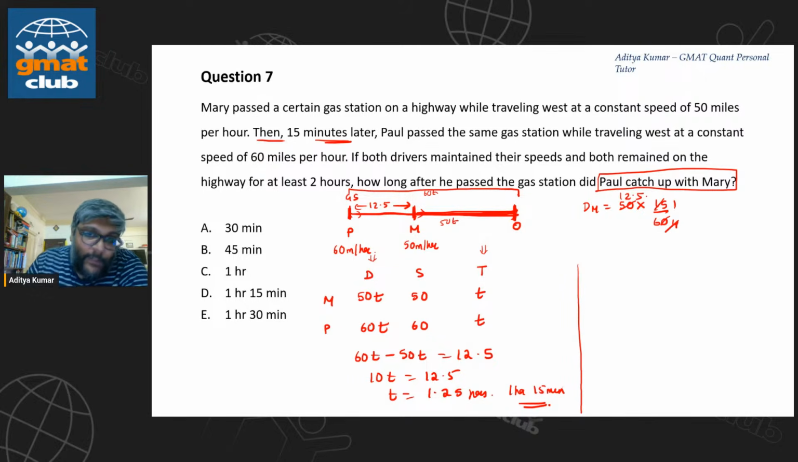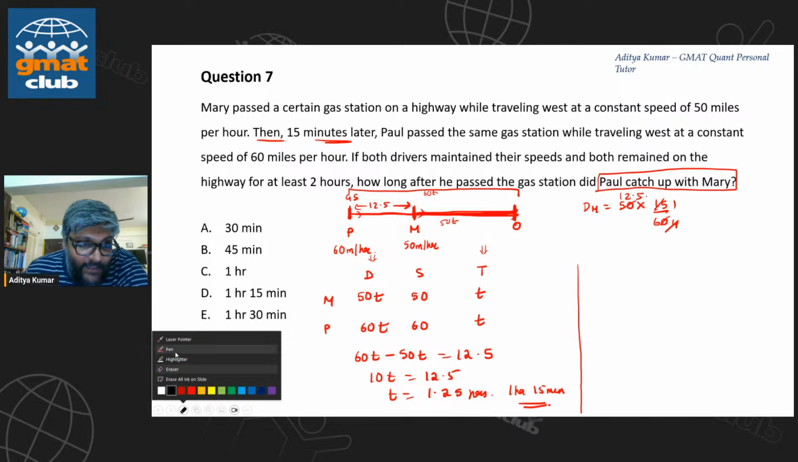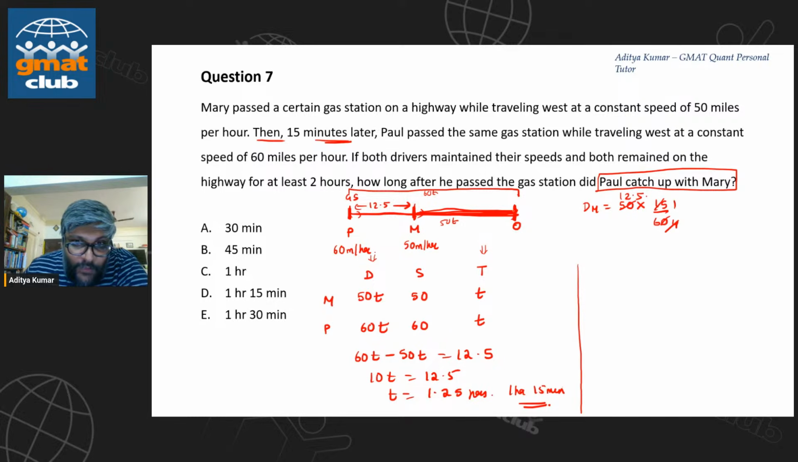I use the simplest process I can. I know the time that Mary takes to travel from here to O should be the same as the time that Paul takes to travel from P to O. I use that to set up my algebra. The other way is slightly more convoluted, and it requires that visual bit of figuring out that the time is constant.